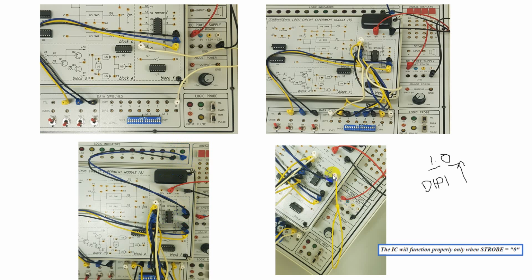As I told you, the strobe should be connected to the ground here, or we need to connect it to a switch and give 0. So I have connected it to the ground right now. This basically concludes all your connections here.